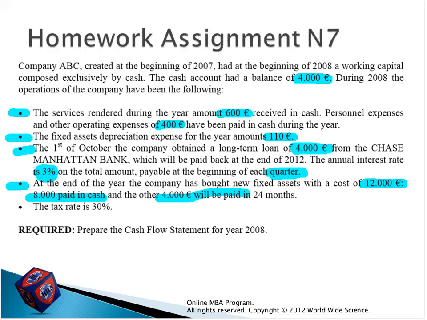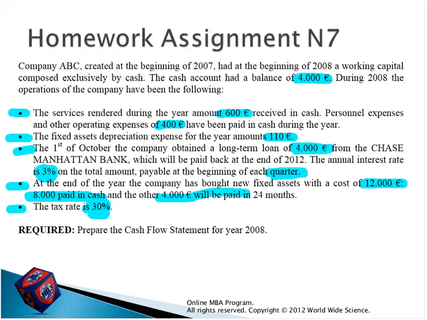So consider that the 8,000 is already paid in cash. Next one, the tax rate is 30%. So you have to make the calculation of the tax with the 30% rate. From which amount do you have to take the tax rate to make the calculation? You remember, as I explained in the previous topics, the tax rate is calculated from the income before the taxes, right?